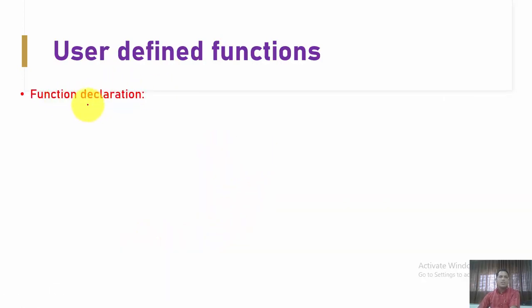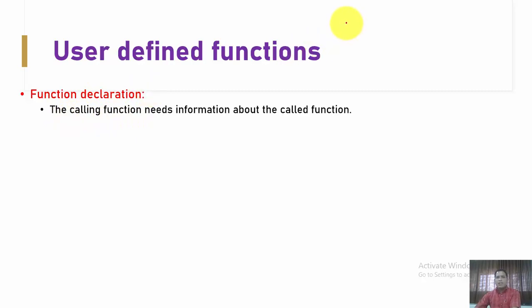The first one is called function declaration. The calling function needs information about the called function. So just try to find out the meaning of it.